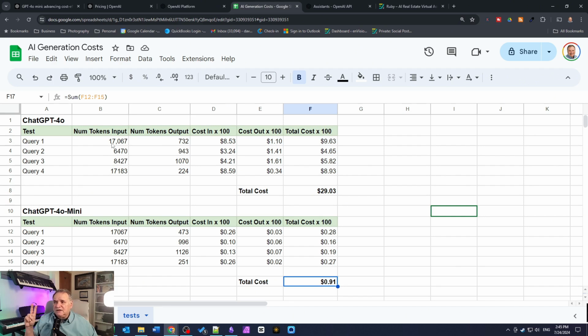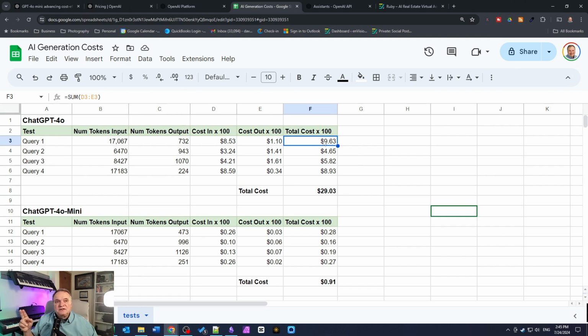I did 4 tests, did the same test on 4o and then on Mini. The first test, I put in over 17,000 input tokens. 4o returned 732 output tokens. The total cost of that, if I ran it 100 times, I multiplied by 100 because the numbers would just be too small. This way it gives us something to really look at.